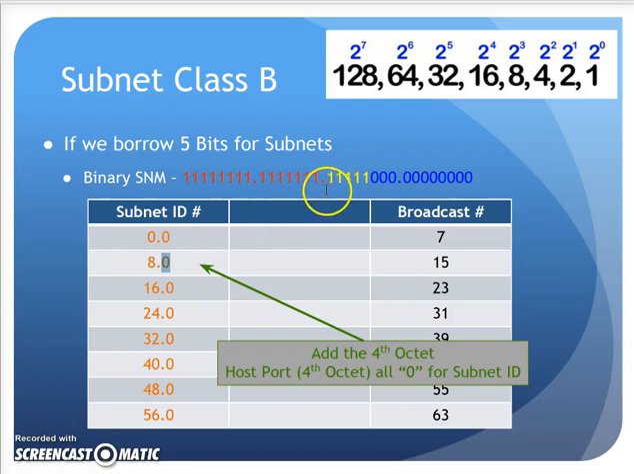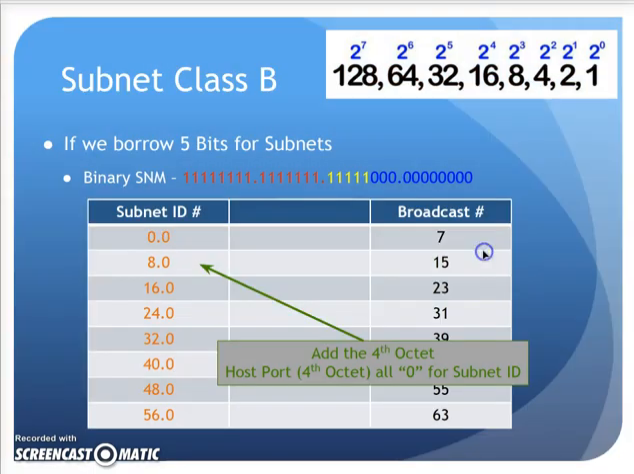0, 0, 0. Okay, so I have 0 here for the first one, 0 in the host portion, so 0.0. The next one is 8 in this portion here, so 8.0 in the host portion. 8.0, 16.0, 24.0, 32.0. I'm taking the host portion, in this case the host octet, making it all zeros. And that will be the subnet or network number for that subnet.